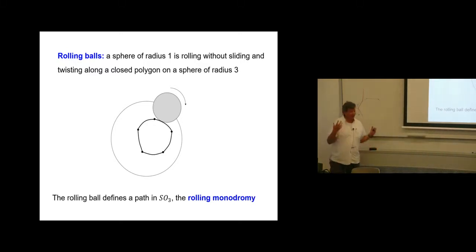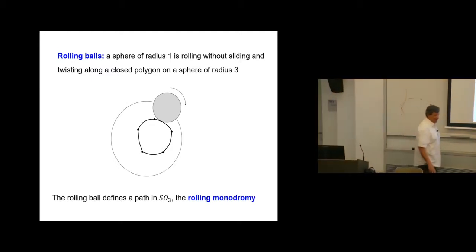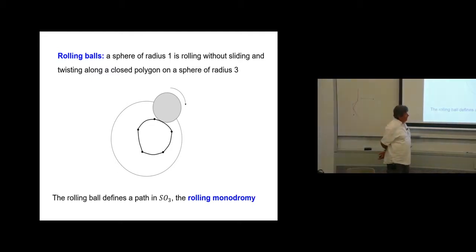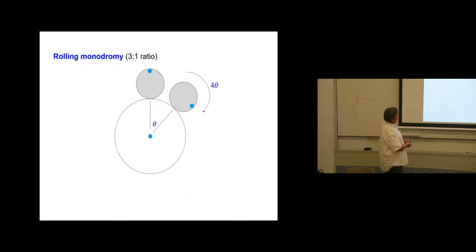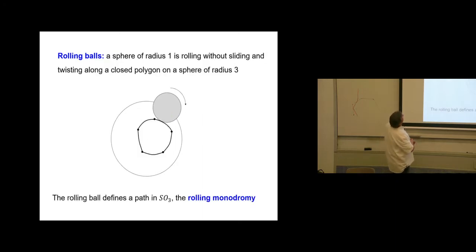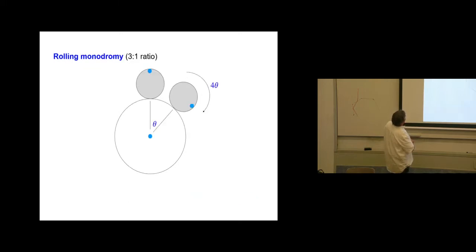I didn't bring an animation, but I think it's easier to imagine. So the question here is to find a polygonal path on the big sphere such that the rolling monodromy is trivial. What do I mean by trivial? First, this path in the orthogonal group has to close up. Okay, here I just explained what the monodromy is.